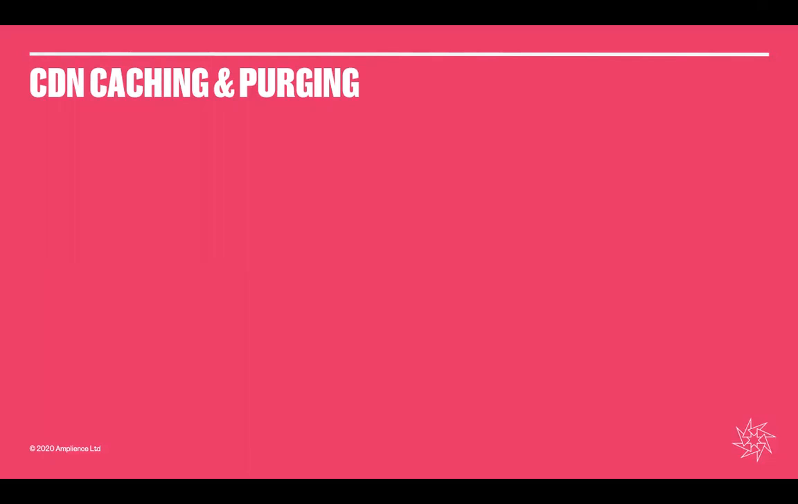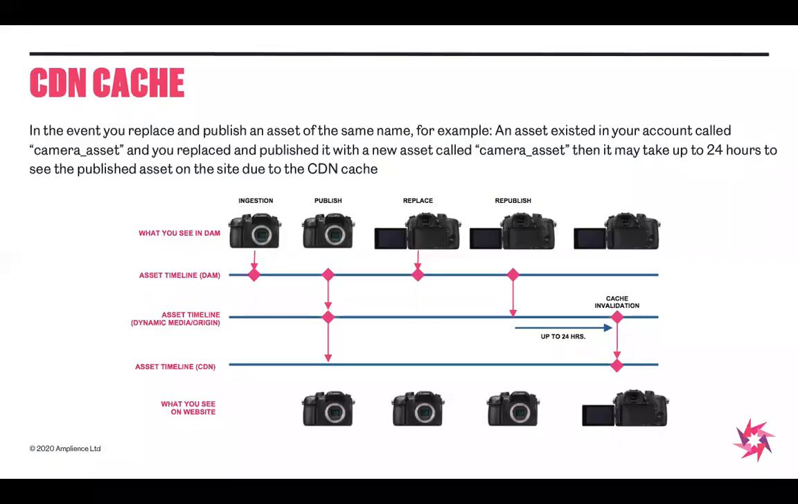Okay, so I mentioned earlier, assets when published are then available on our CDN. There's a couple of things with regards to this which you may notice when you're live on your site with Amplience. In regards to CDN cache, let's say there's a scenario where you have an asset on your site. In this example, we've got camera underscore asset file that's been uploaded, ingested, and published, your website makes a request to the asset, and this is what you see on your site.